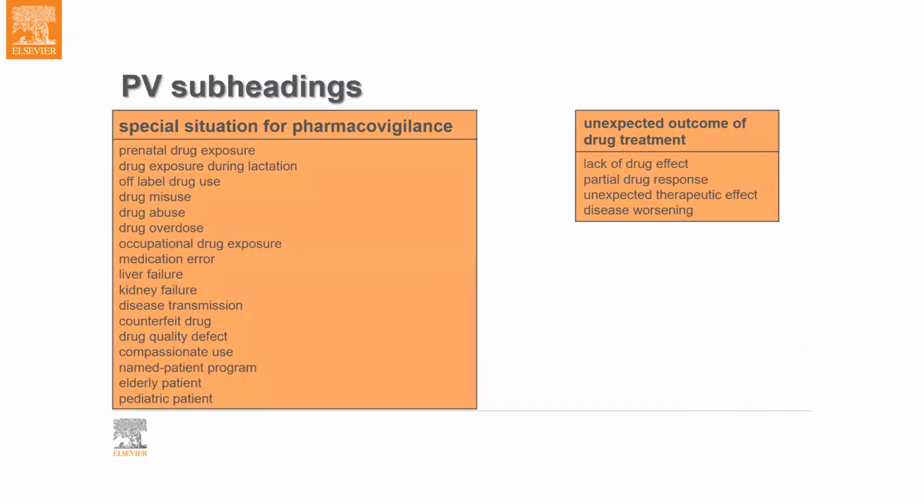And Embase has several instruments for pharmacovigilance. The first very useful instrument is special subheadings that are used for pharmacovigilance, a special solution for pharmacovigilance. It includes special situations and unexpected outcomes.